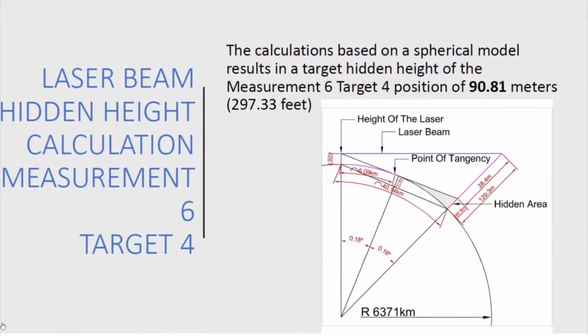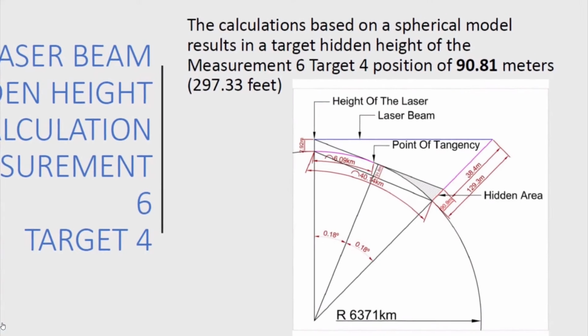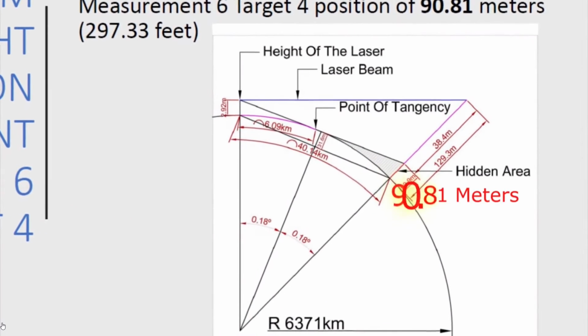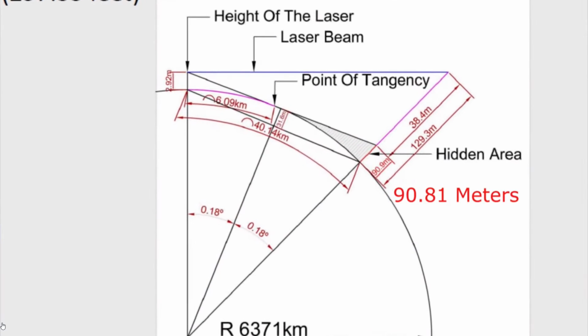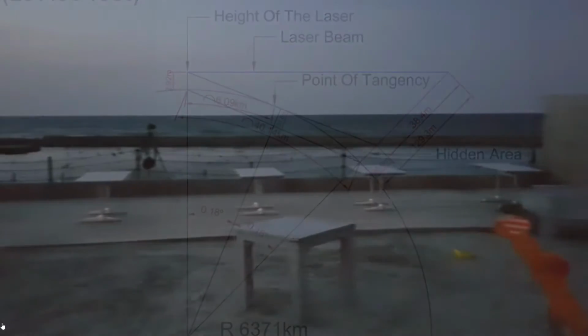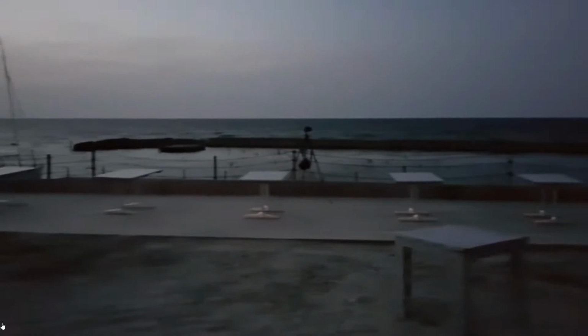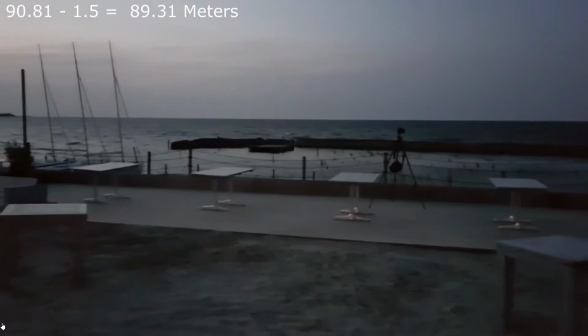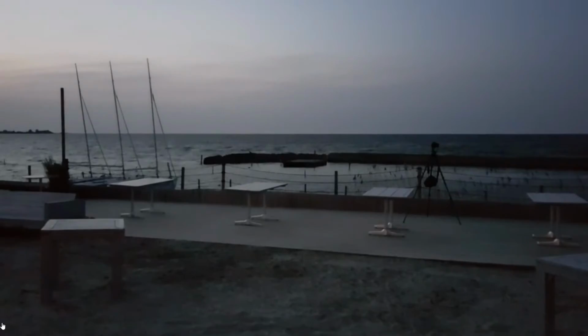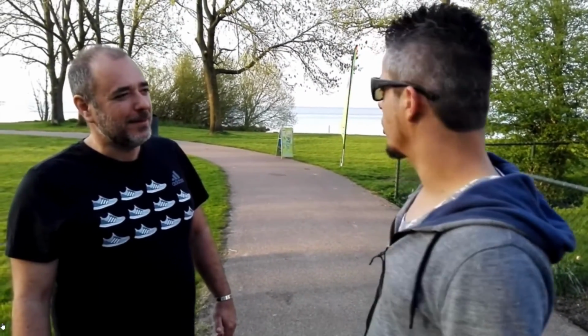The 40.14 kilometer calculations based upon the WGS-84 geoid model resulted in a target hidden height of 90.81 meters or 297.33 feet for measurement 6, Lake Isil Target 4 location. The WGS-84 mathematical construct differed by 89.31 meters in this measurement, which meant 98% of the target hidden height was visible.